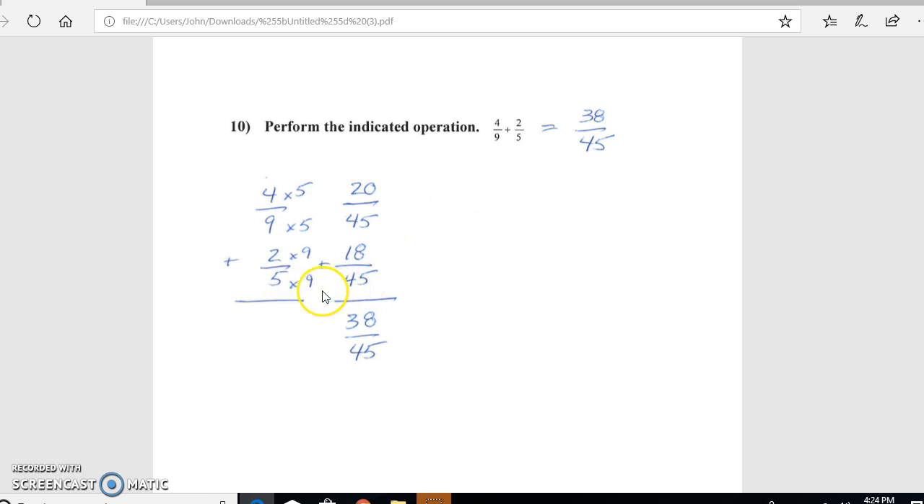I do the same with the bottom fraction. What number do I need to multiply the 5 by to get the 45? The answer is 9. So I multiply the top number, the numerator, by 9, and I get 18. So now I have a common denominator for both of these fractions. I add my numerators. 20 plus 18 gives me 38, and my final answer is 38 over 45.